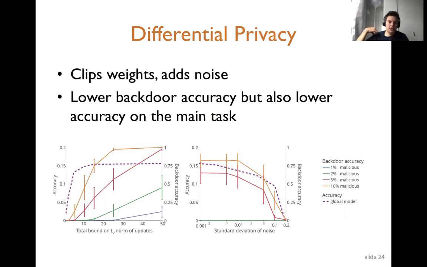And also we tried differential privacy, which is trying to provide privacy, but also has this good side effect of preventing the participants from submitting too much, which is what the backdoor attacker is doing. What it does is clip the weights and add noise to the update. But what we find is that the attacker accuracy drops, but the main accuracy drops as well. So if the model performs well, then the attacker also will have some opportunity to attack.